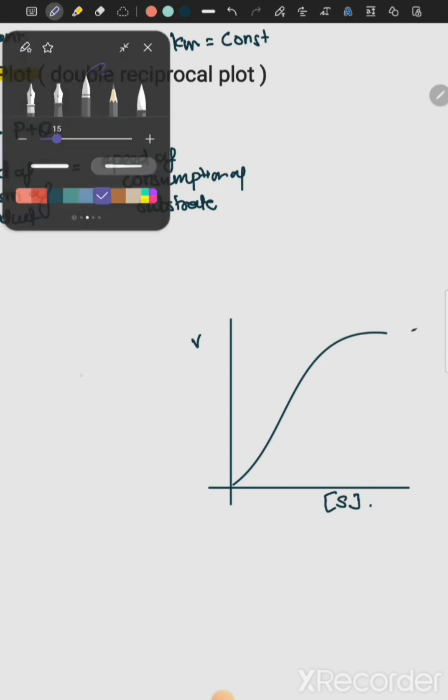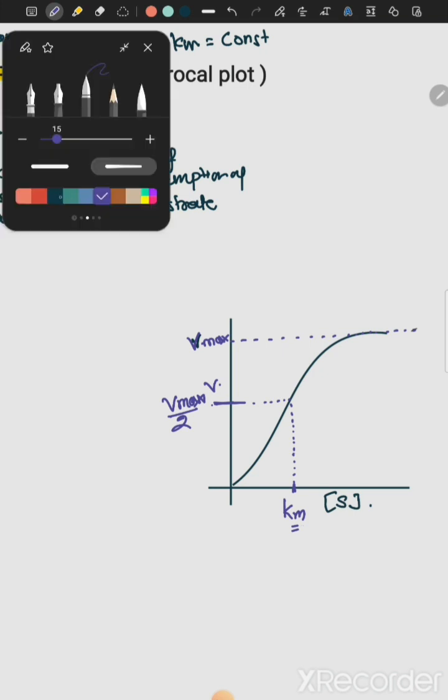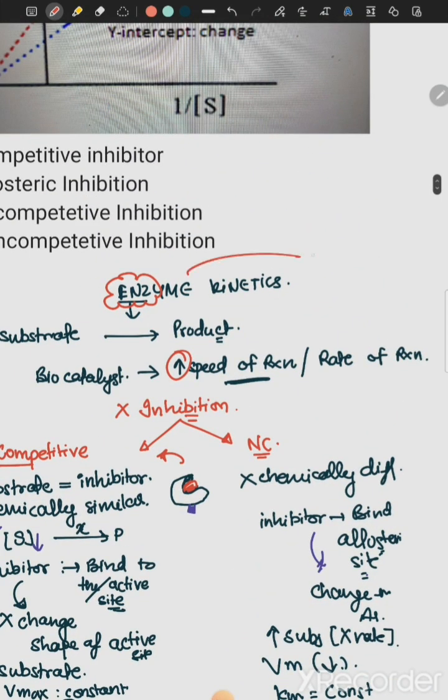Now at some point when all the enzymes are being used, they go to saturation, this point. At this point it is the Vmax, and at Vmax by 2, the substrate concentration is known as Km. Here I forgot to tell you that enzymes are always less in number, a very small amount.